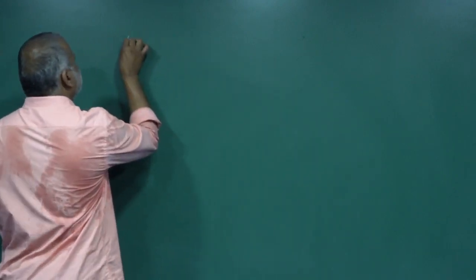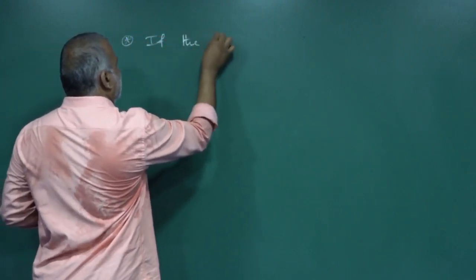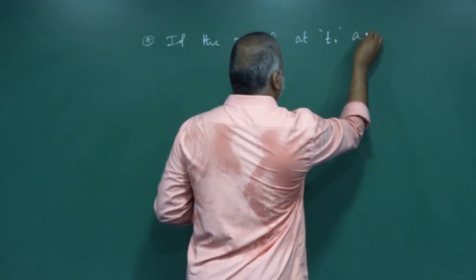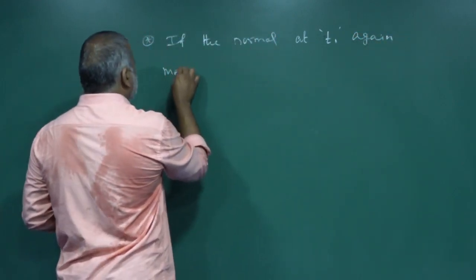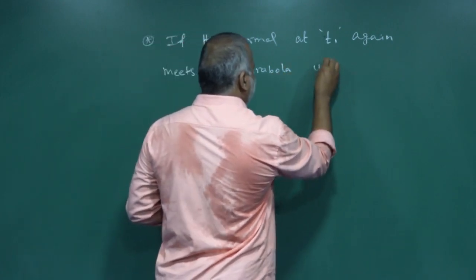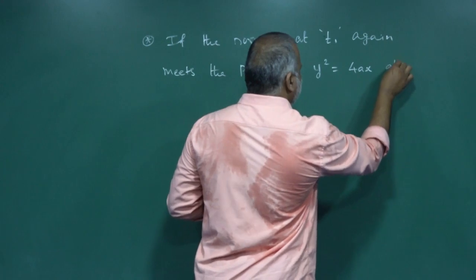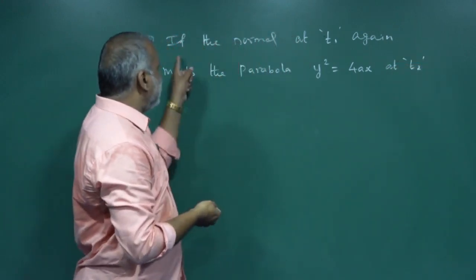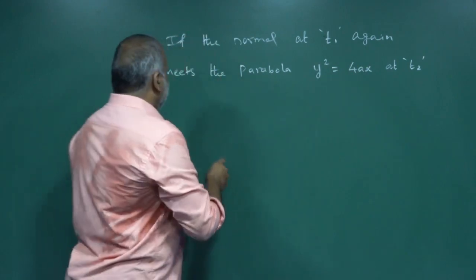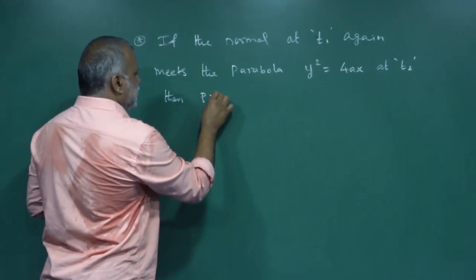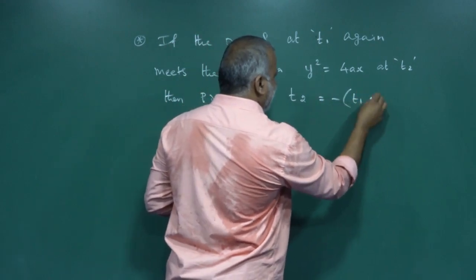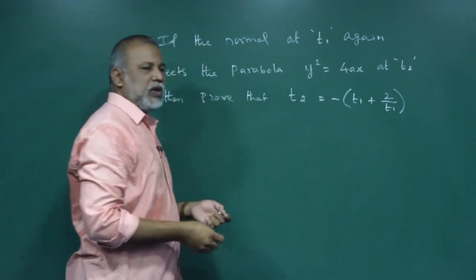See the concept here. If the normal at t1 again meets the parabola y squared equal to 4ax at t2, then prove that t2 equal to minus of t1 plus 2 by t1. So we are going to prove this one.